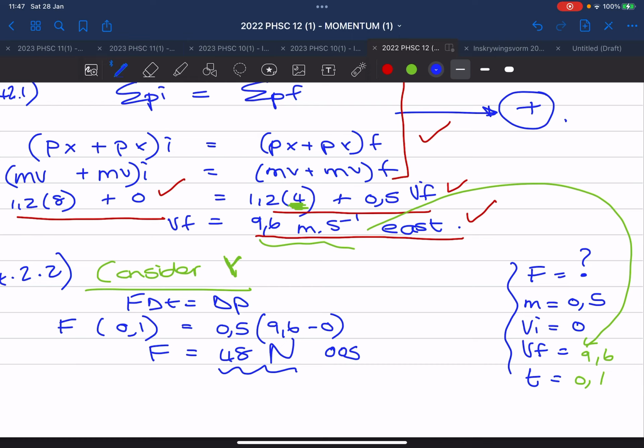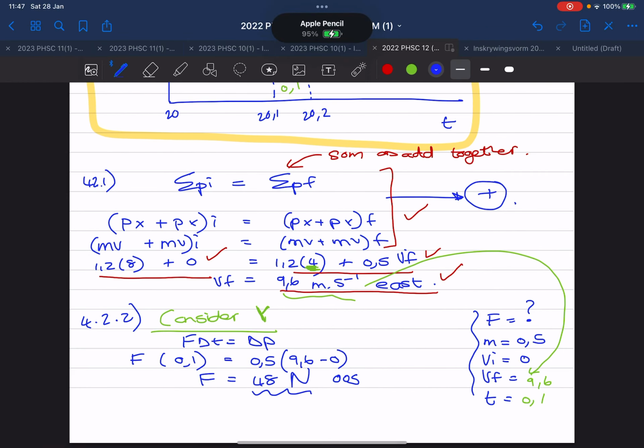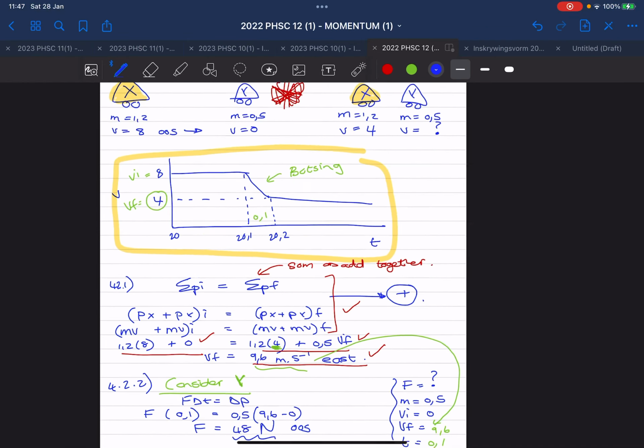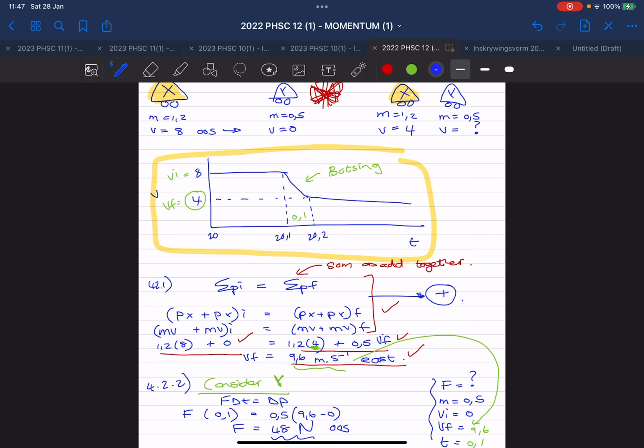Kom ons kyk net gou of het sin maak, let's just look if it makes sense. The force that X exerts on Y. So X came from the back and it pushed Y forward. So is die krag oos, is the force east? Yes, it is. So dit is like, ja.